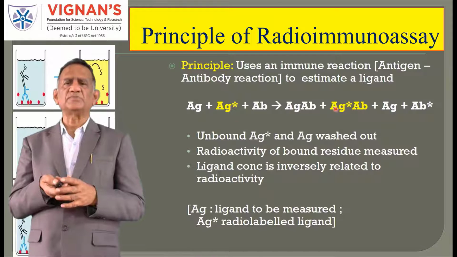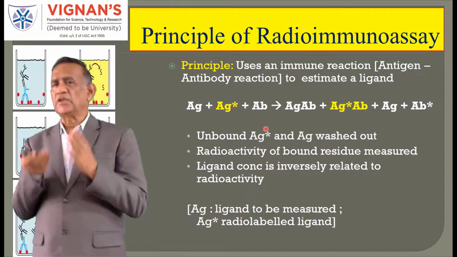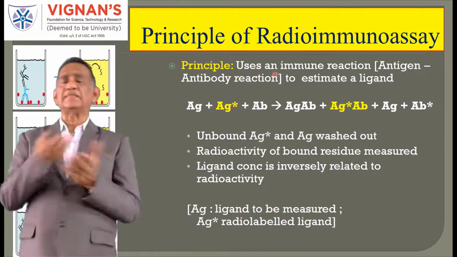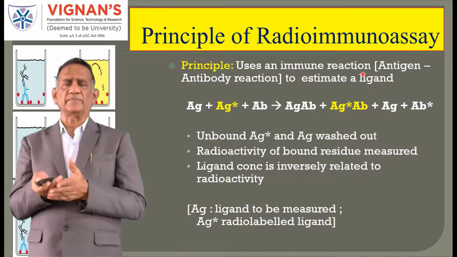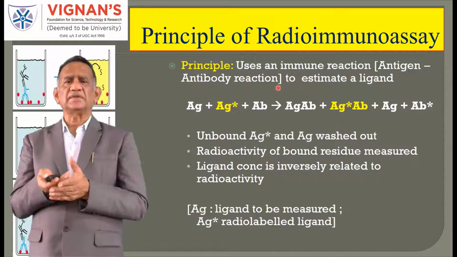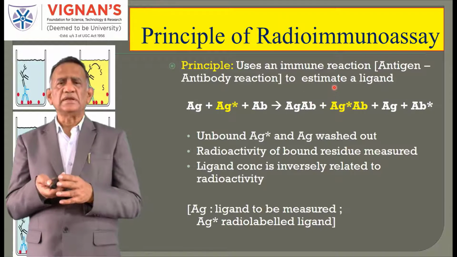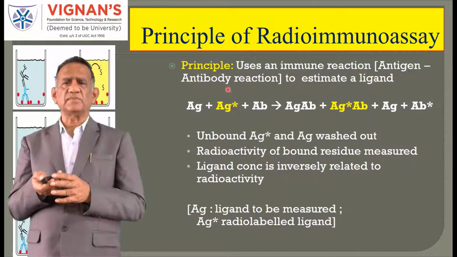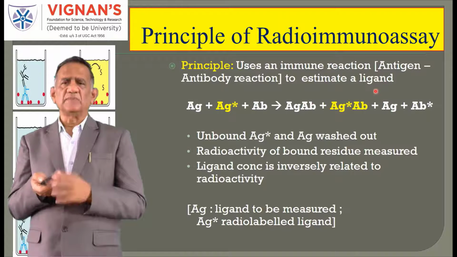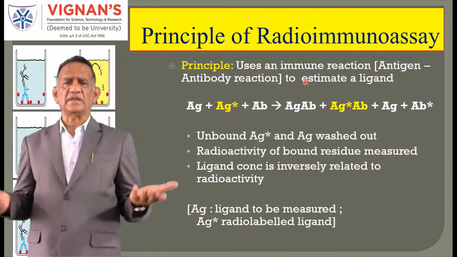Now let us see the principle of radioimmunoassay. The radioimmunoassay technique came earlier than the ELISA technique, for which the Nobel Prize was given. In this case, it uses an immune reaction to estimate a ligand. Immune reaction means an antigen and antibody reaction.